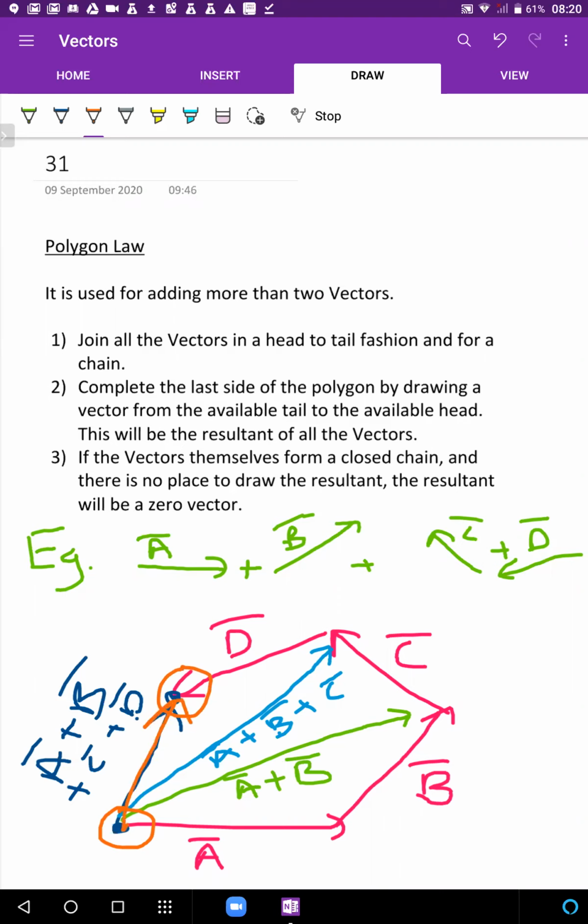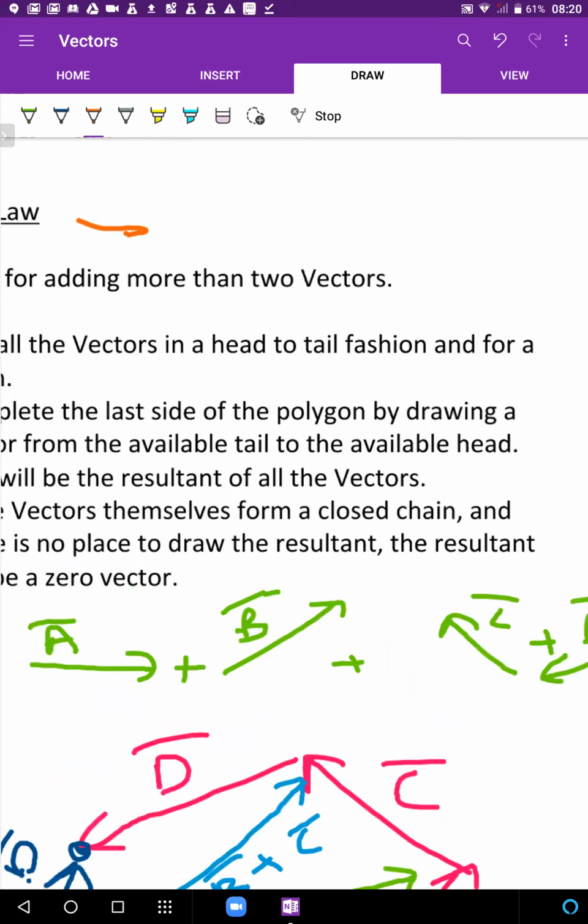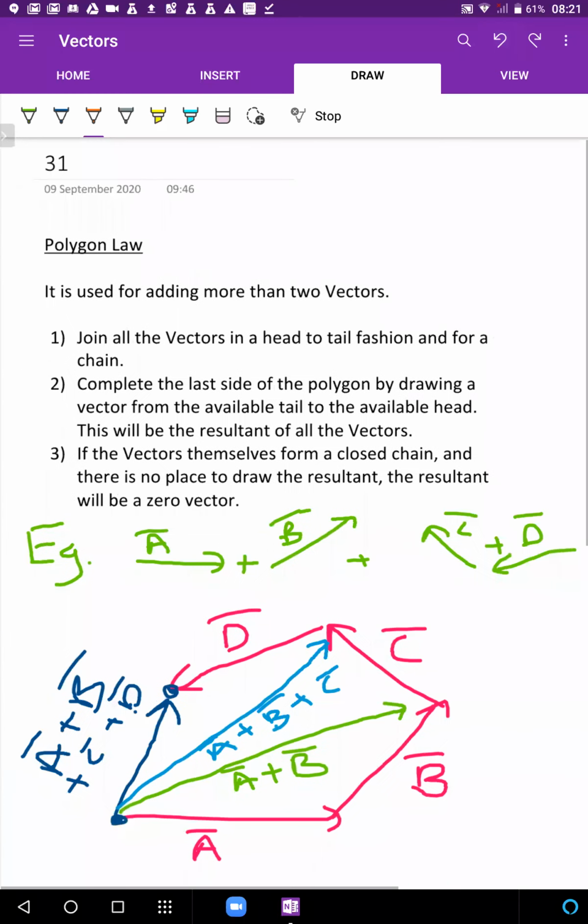Jiska tail khali pada hai towards jiska head khali pada hai. So that last side that you draw, completing the polygon. What's a polygon? A polygon is just an n-sided figure. Okay. So like a triangle, a square, a pentagon, hexagon, these are all polygons. Alright, so the last side that you draw, completing the polygon, that becomes your resultant.